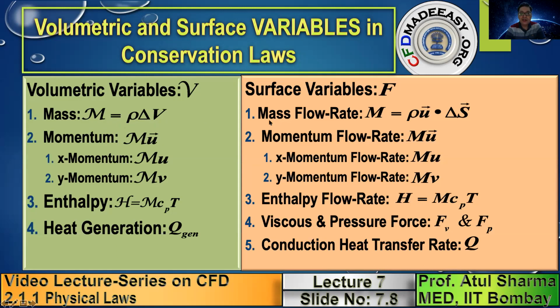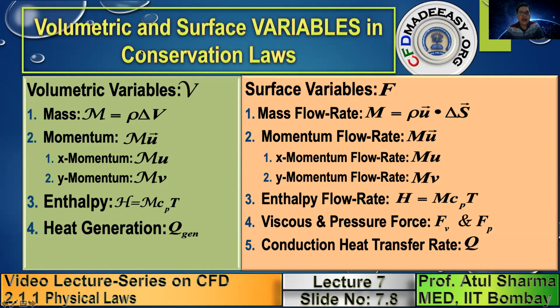When you consider the rate of change of mass flow rate across the surface of the control volume, you get this surface variable. So all these terms: mass flow rate, momentum flow rate, enthalpy flow rate, the viscous force, the pressure force, and conduction heat transfer rate depend on the surface area. That's why they are called surface variables. But mass, momentum, enthalpy, and heat generation depend on volume. That's why they are called volumetric variables.